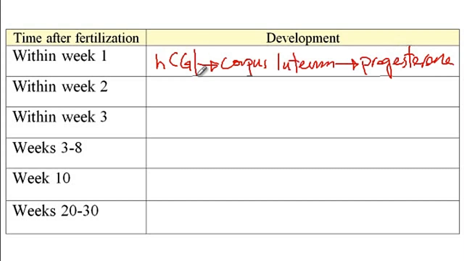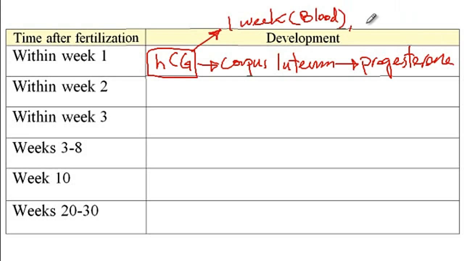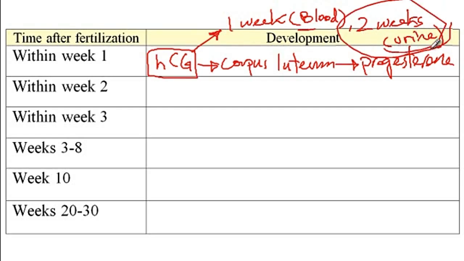Now I would like to mention that HCG is actually the hormone that is used for detecting pregnancy, and so HCG can be detected in the blood about 1 week after fertilization. And then in the home urine pregnancy test, it can be detected about 2 weeks after fertilization. So in about 1 week after fertilization, you can detect human chorionic gonadotropin in the blood, while about 2 weeks later, you can detect it in the urine, which is used as the basis of the home urine pregnancy test.